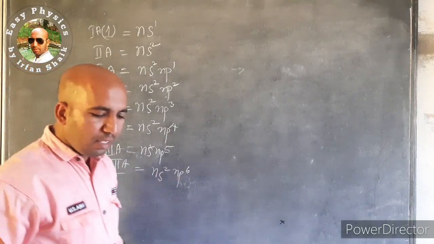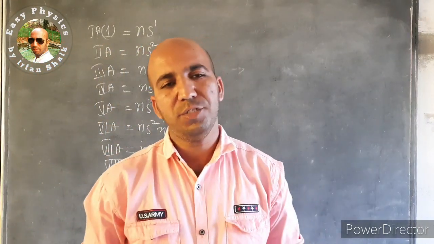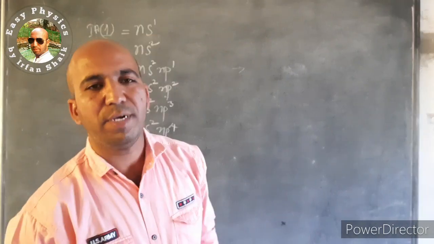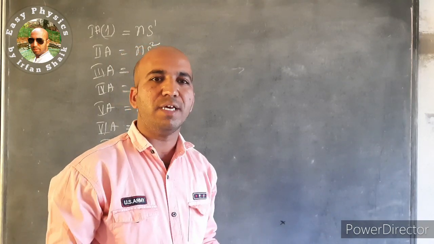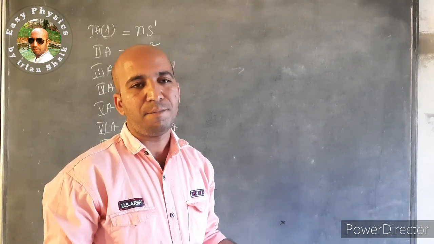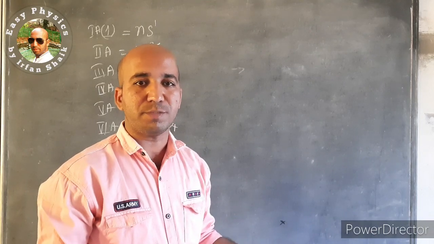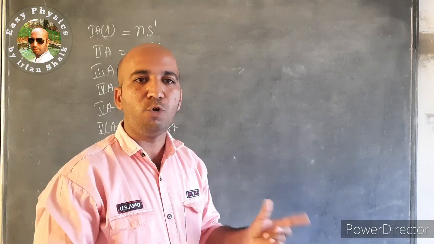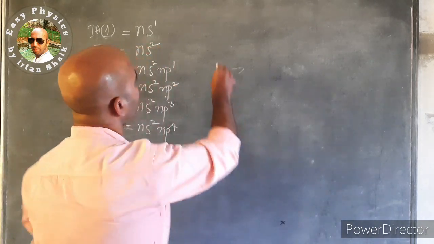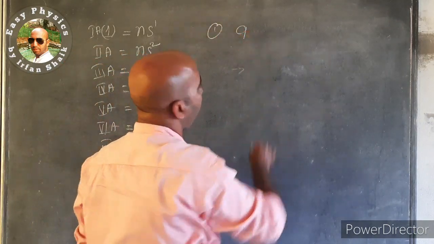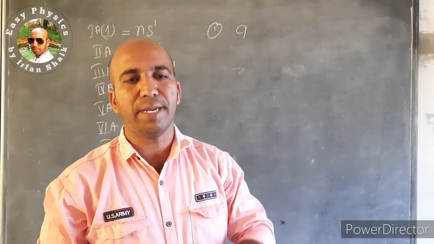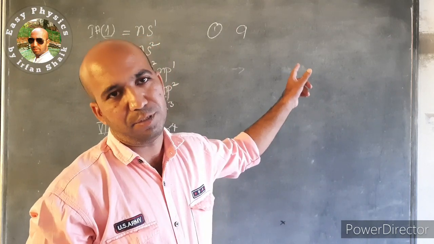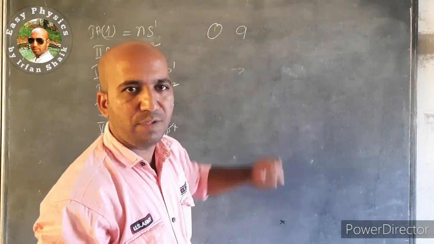Then let us take one example element to find the group number and period number. Let us take the atomic number 9. We don't know where this ninth element is present in the periodic table, in which group and in which period. Now we are going to find an easy way to find its group number and period number. First, let us write the electronic configuration of the element having atomic number 9.